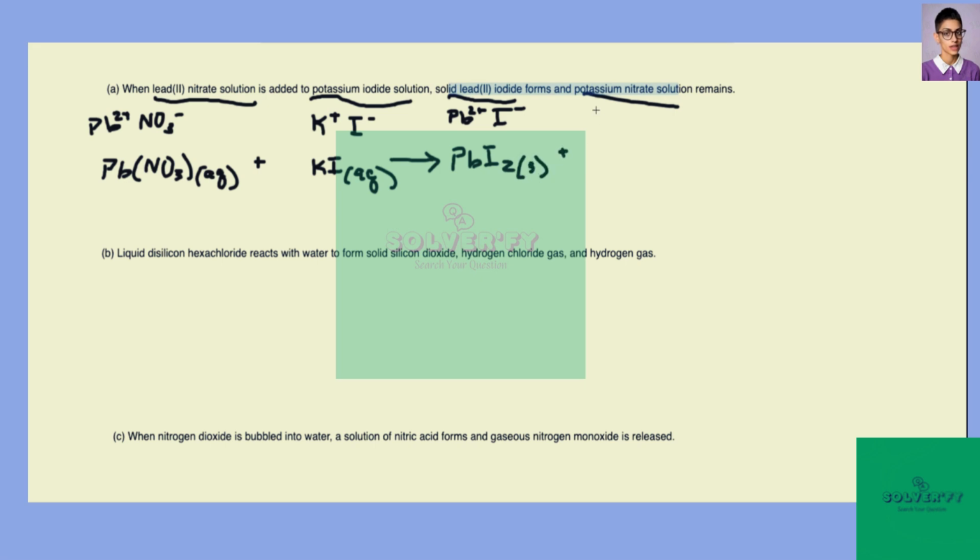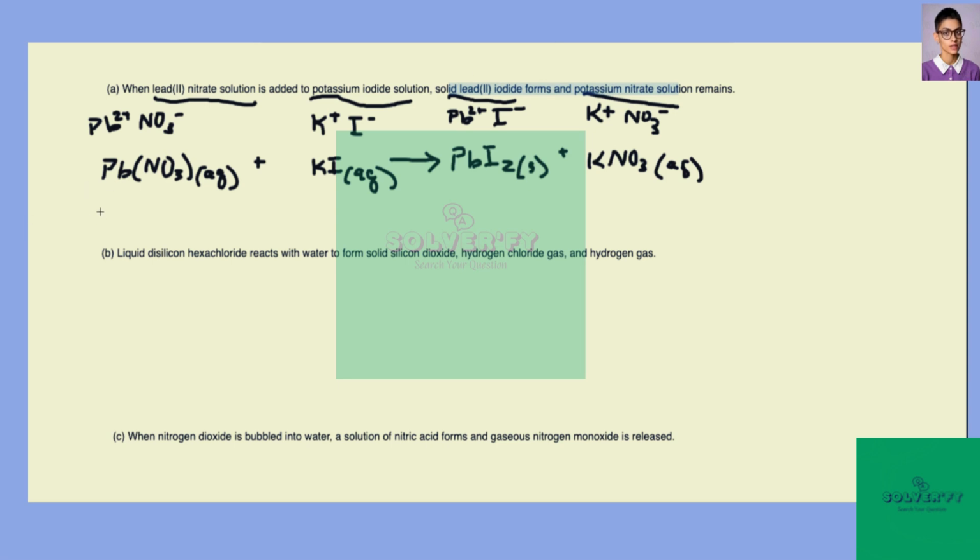And potassium nitrate is an ionic compound made from K plus and the polyatomic ion NO3 minus, or KNO3 solution, or aq. So this is called the skeletal equation, where we take the words and find the formulas for them. The next step is to balance by looking at the number of atoms on both sides.